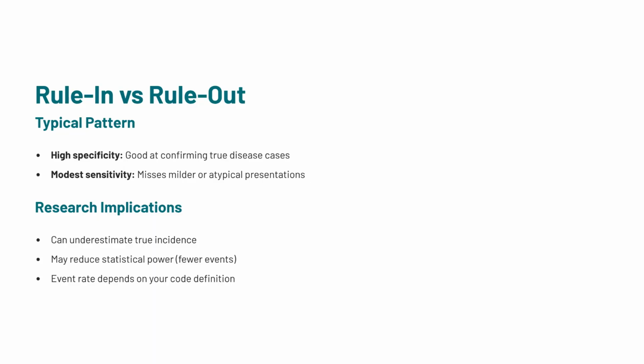Many admin data definitions have high specificity, meaning that if the code is present, it often represents a true case. But sensitivity is often modest, meaning you miss milder, atypical, or poorly documented cases. That has real consequences because you might underestimate the incidence of your event, leading to lower statistical power and even biased treatment effects.